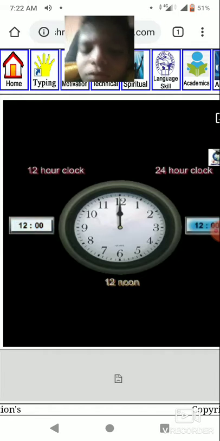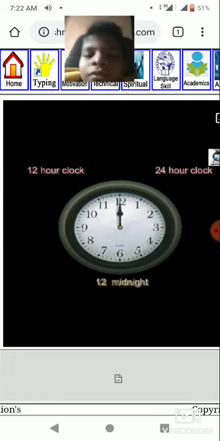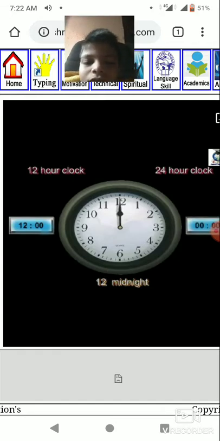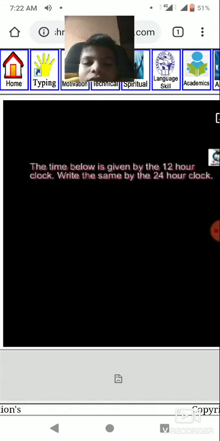Then 12 noon in 12-hour clock is 12:00. In 24-hour clock 12:00. 12 midnight is shown in 12-hour clock as 12:00 and in 24-hour clock 00:00, which means 24:00.